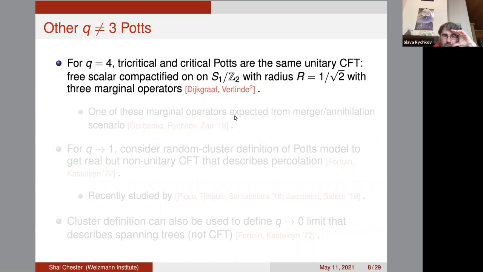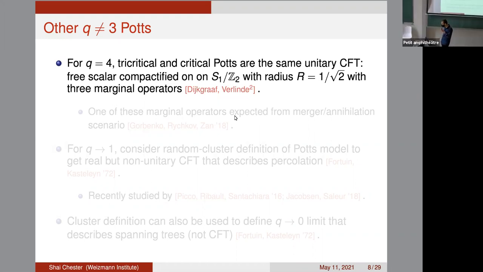Are you going to comment? Since there seems to be some discontinuity between the Q equal 2 case and the Q equal 3 case, for Q equal 2, you collide with a free theory. Yeah. And for Q equal 3, there is merger and annihilation. So should we think that there is some intermediate value of Q where there's a... I will comment on that near the end of the talk. Okay, thanks. So stay tuned.